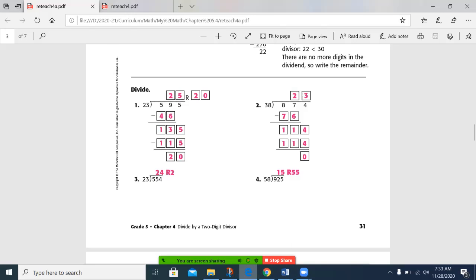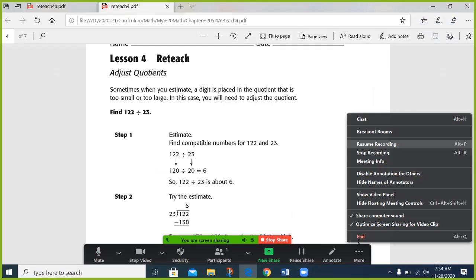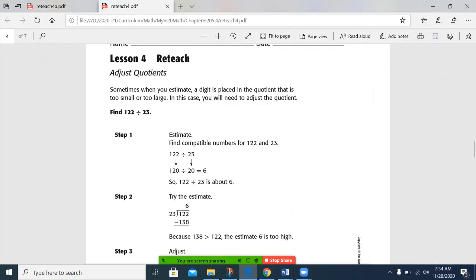Let's look into the next portion. So let's look at lesson 4, reteach on adjusting quotients. Sometimes when you estimate, a digit is placed in the quotient that is too small or too large. In this case, you'll need to adjust the quotient. This is the Goldilocks lesson. Sometimes it's too small, sometimes it's too big, and sometimes it'll be just right.